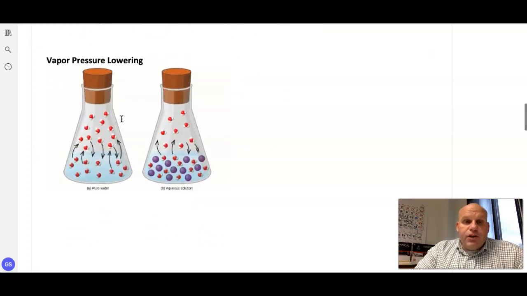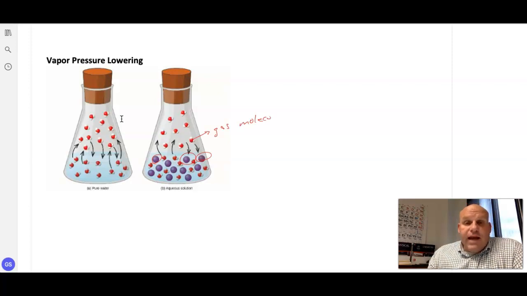So the first one is vapor pressure lowering. So you can see in the flask on the left, we have pure water. We have spent a good amount of time talking about where vapor pressure comes from, so I'm not going to go back into that. You have the videos in your notes. But the question here is what happens between a pure solvent and when I add a solute. So you can see what happens here. Once the solute particles are in the mix, they actually physically are blocking the ability for those solvent particles to escape to the gaseous phase.